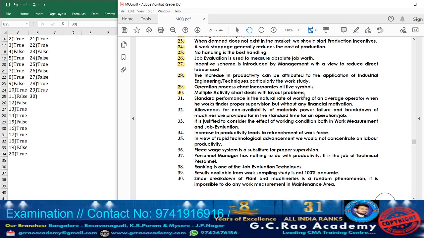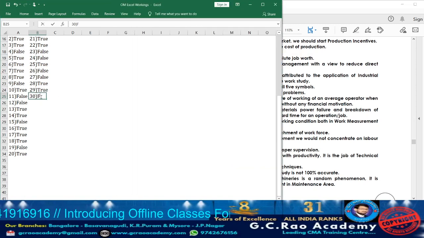Sorry, the statement whatever they have given is false, because with the help of a multiple activity chart it is going to depict which particular workman has performed which activity. So accordingly the statement 30, whatever they have given, is false.